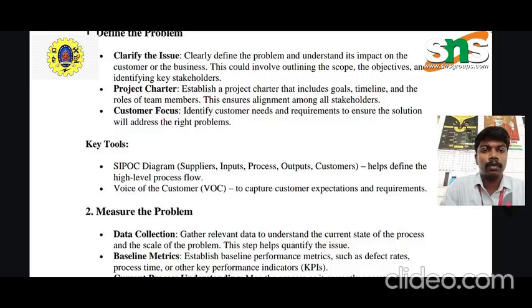Next, move on to the VOC. VOC is nothing but voice of the customer. As I mentioned earlier, the customer is the key. The customer is our source, right? The customer is our improvement. So what is needed from the customer, what voice is needed, to identify your expectation to achieve the quality.